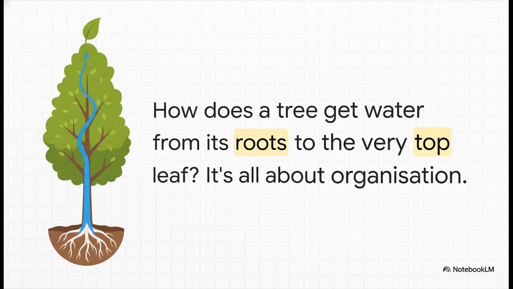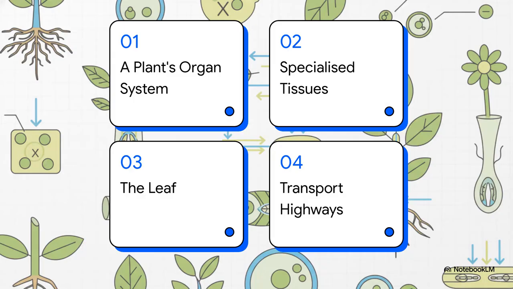Well, the answer is all about having a perfectly organized system, and understanding that system is absolutely crucial for your exams. So here's our game plan. We're going to start with the big picture, the plant's whole organ system. Then we'll zoom in on the specialized tissues doing the heavy lifting. After that, we'll look at the leaf, the plant's engine room. And finally, we'll connect it all by exploring the transport highways that make everything work.